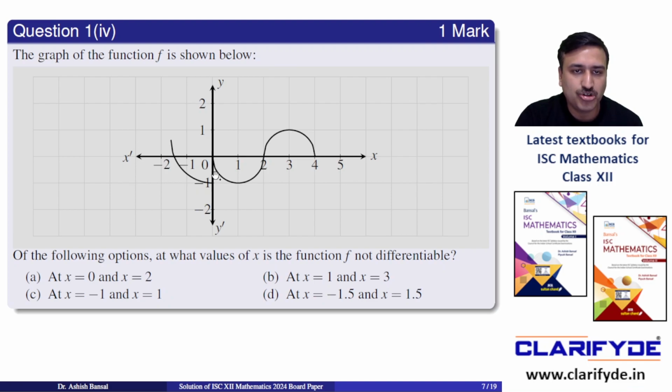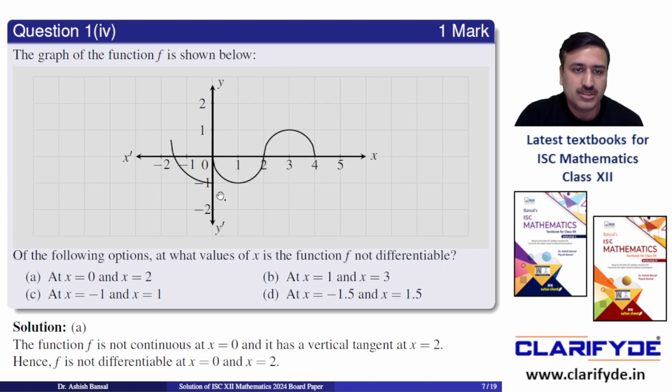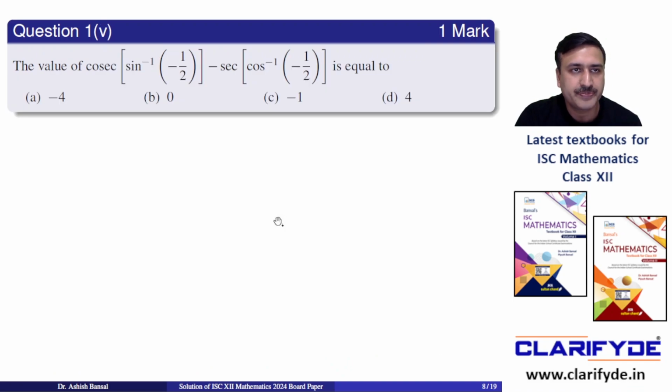So there is a discontinuity at the point x equal to 0, the function is not differentiable as well. Also at x equal to 2, the vertical tangent is there. So this function f is not differentiable at x equal to 0 and x equal to 2. So option A is correct.